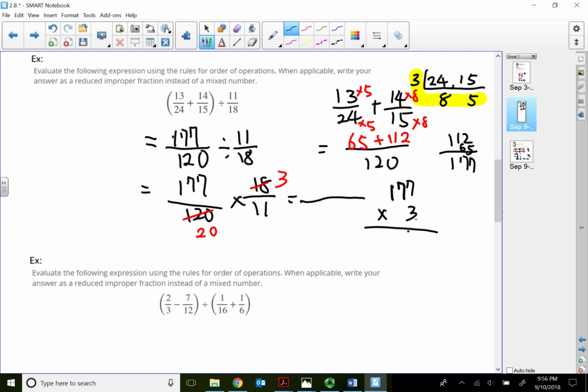3 times 7 is 21. Carry 2. 3 times 7 is 21. Plus the carried 2, 21 plus 2 is 23. Carry 2 again. 3 times 1 plus 2 on the finger is 5. So that's 531 over 20 times 11. 2 times 11 is 22. Add 1 extra 0. Okay, so that would be my answer. I'm just gonna write them as improper fractions.